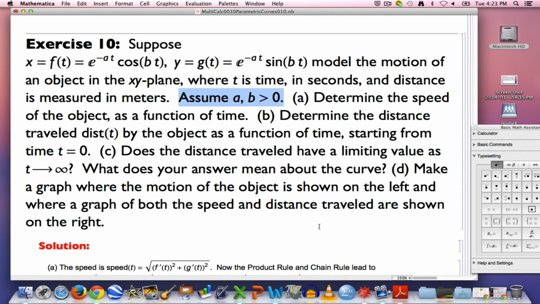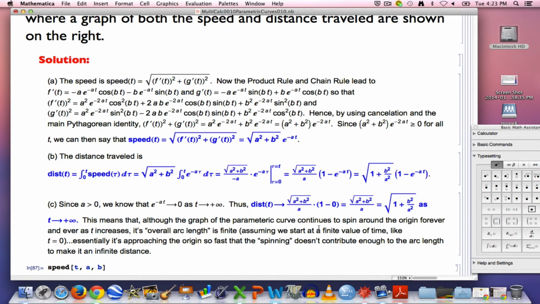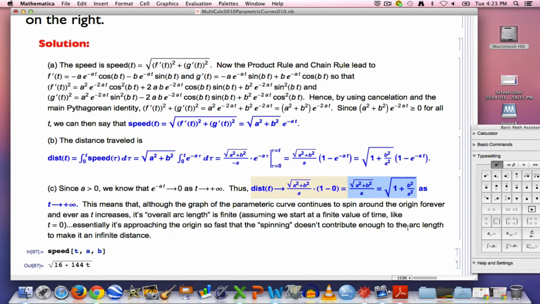Zoom in a bit here. For the speed function, I did things by hand, so to speak. It should simplify to this expression. That'll be the speed as a function of time. The distance traveled should simplify to this expression, or if you prefer, you can also write it as this expression. And as long as A and B are positive, as long as A is positive, so that e to the negative at goes to 0 as t goes to infinity, there is a limiting distance. It does depend on A and B. This quantity right here, that is the limiting distance.